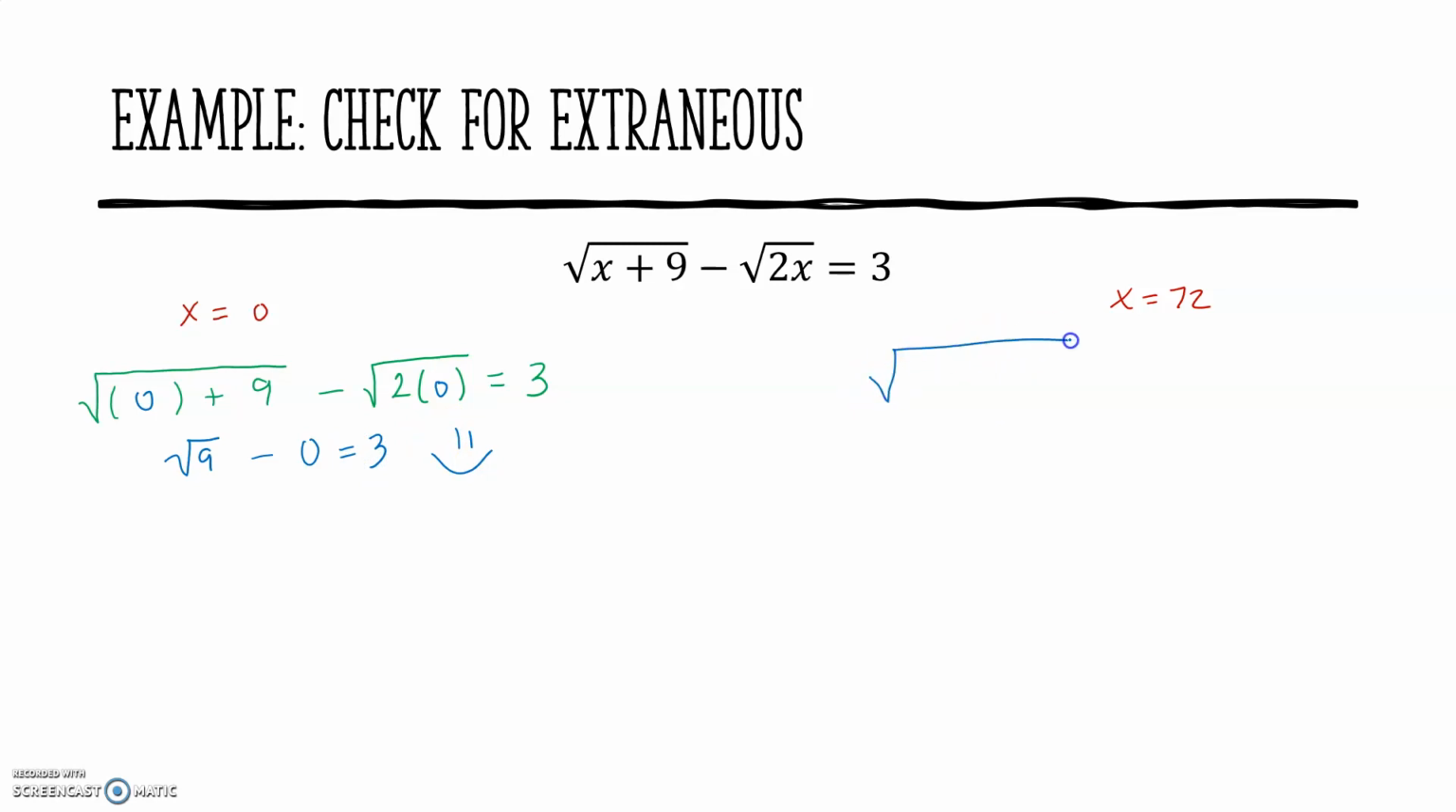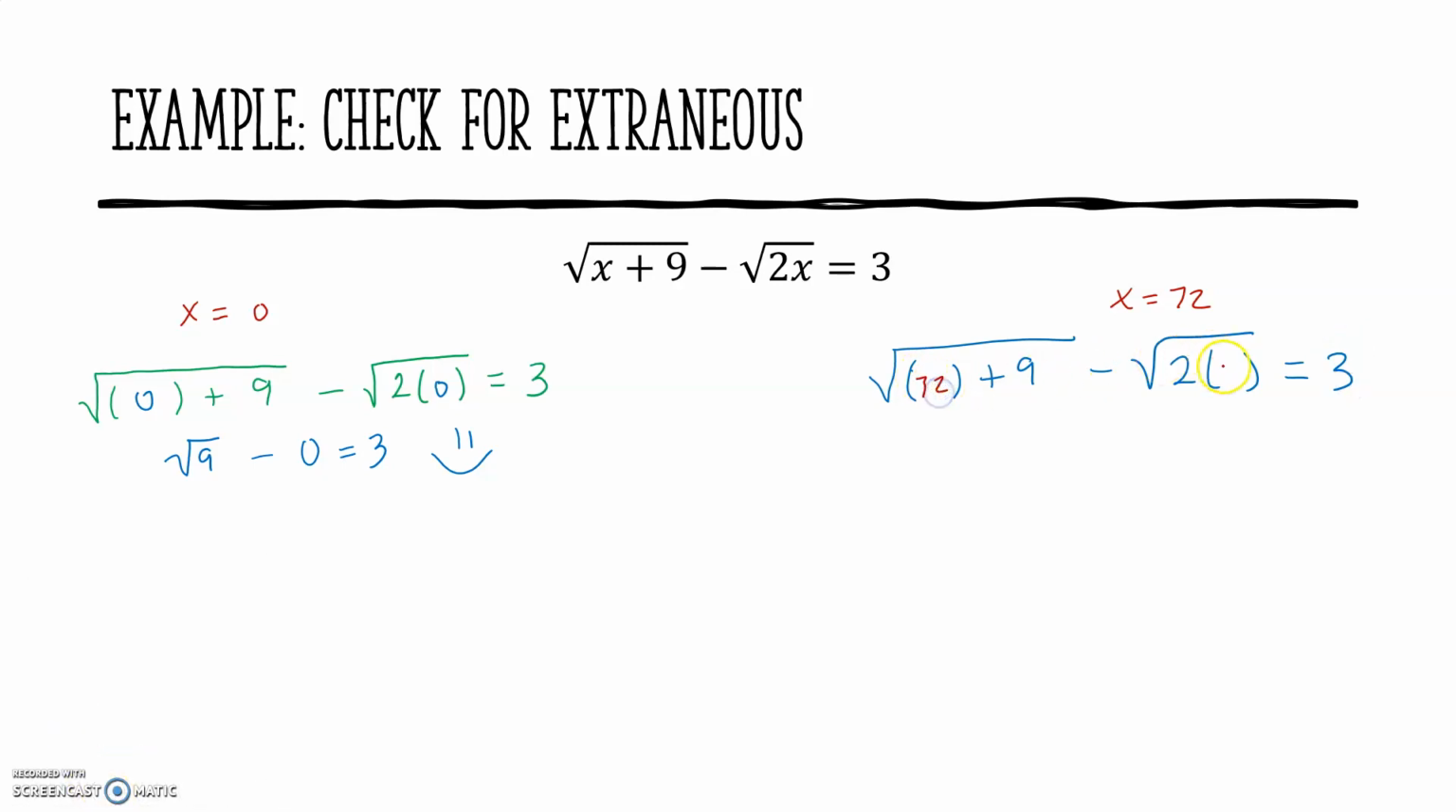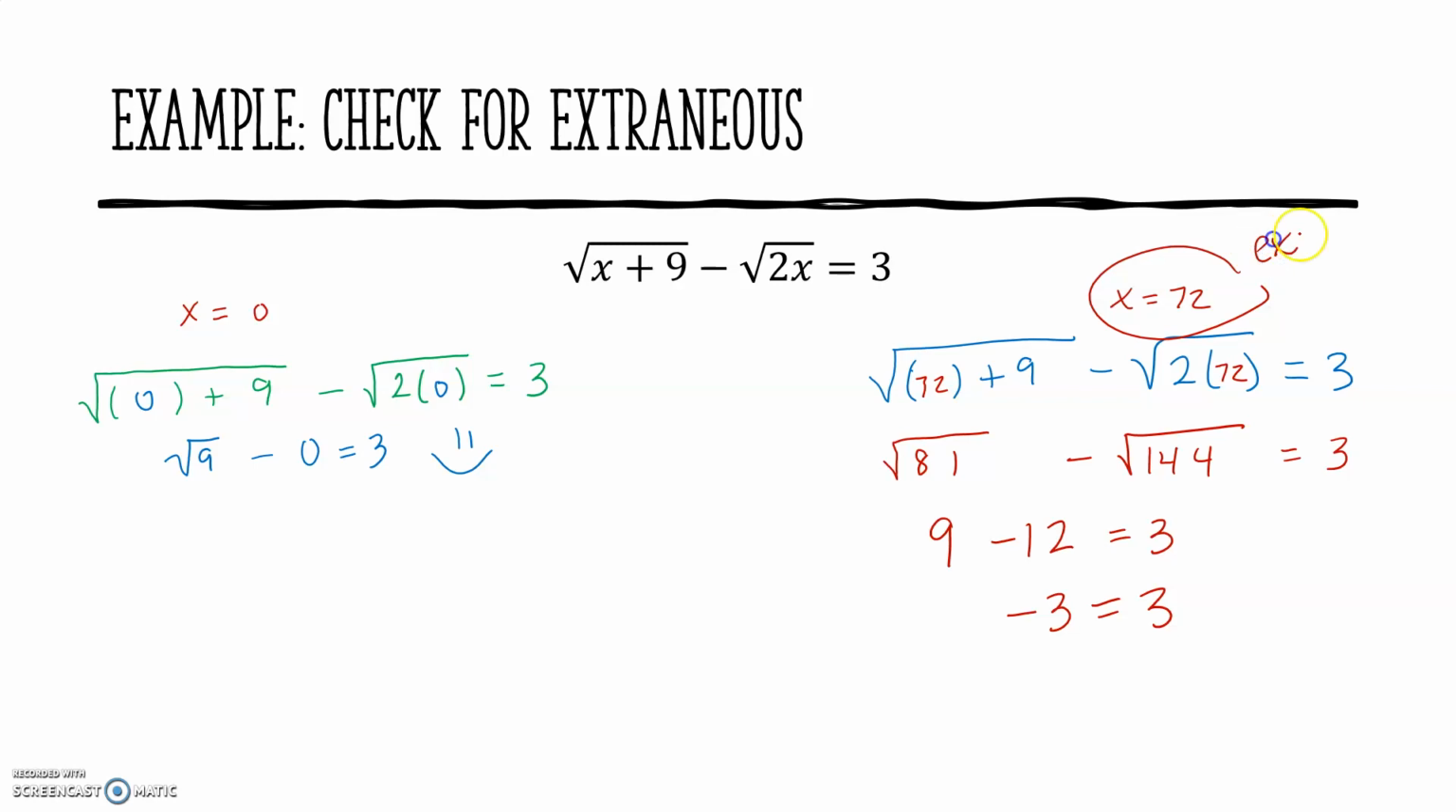I'm going to do the same thing, but with 72. I get square root of x plus 9 minus square root of 2 times x equals 3. I'm plugging in 72 this time. So I get the square root of 81 minus the square root of 144. The square root of 81 is 9. The square root of 144 is 12. And so this solution is actually not a solution, it's extraneous, because I got a false answer at the end.